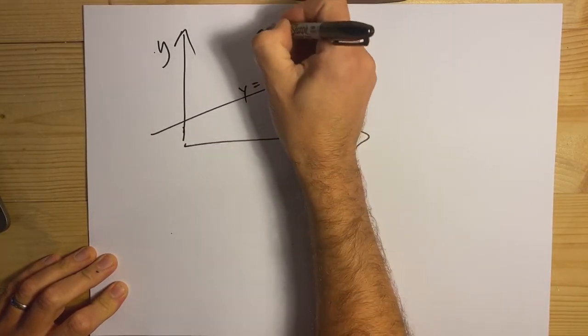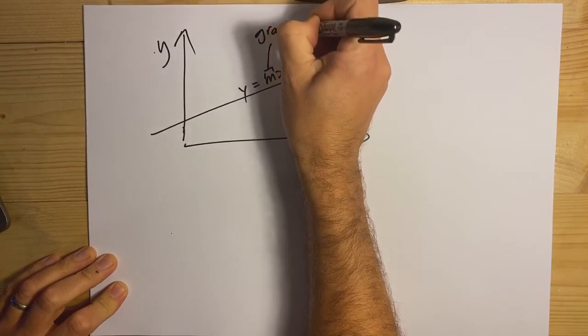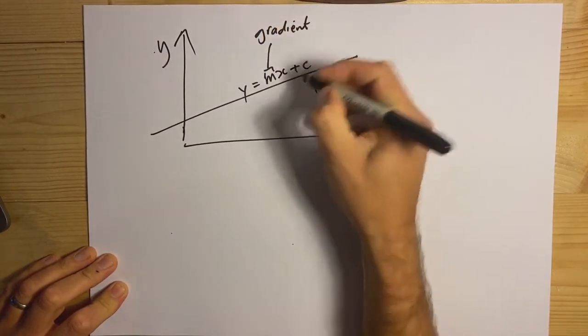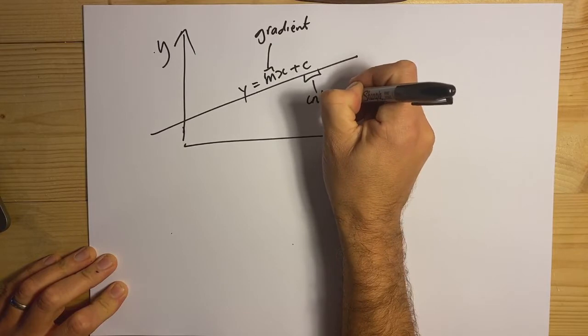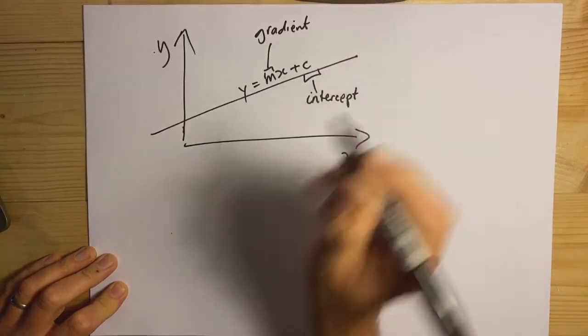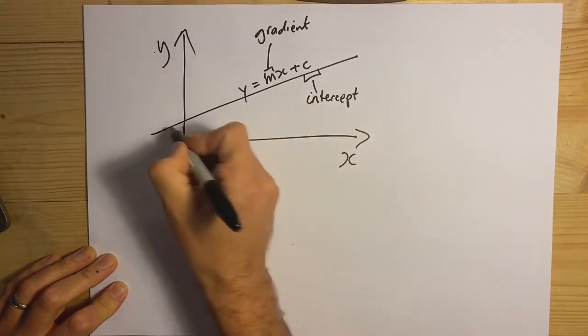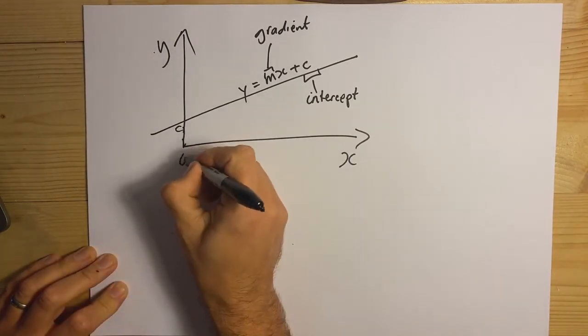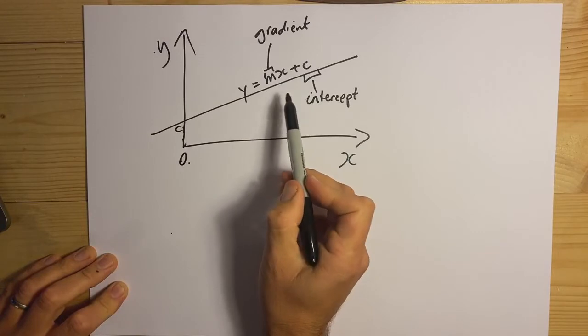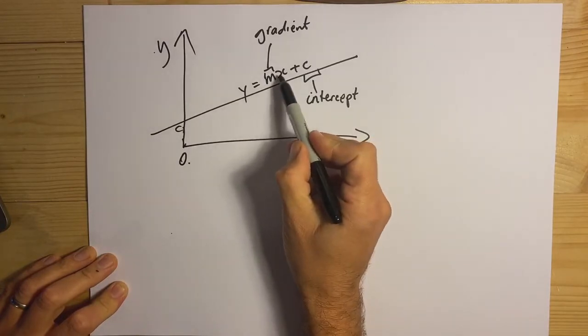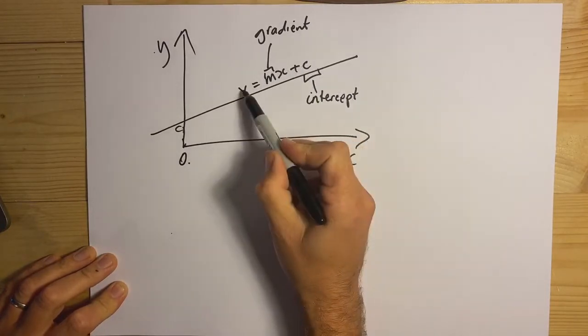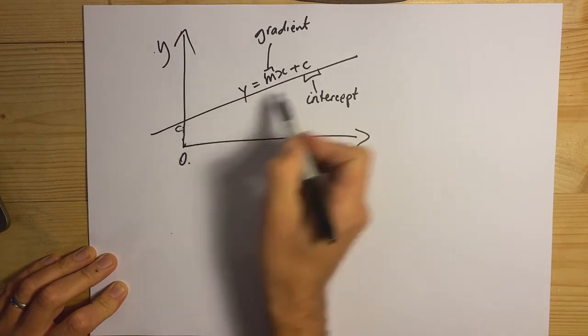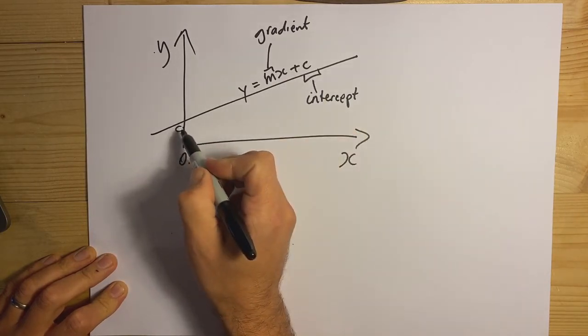m is the gradient and c is the intercept. So c is where the graph crosses the y-axis. It's the value of y when x equals 0. So m times 0 is just 0, so then we're just left with y equals c. So that is what we mean by the intercept.